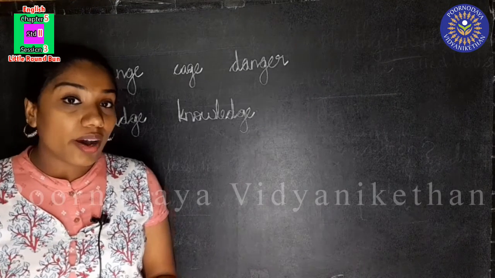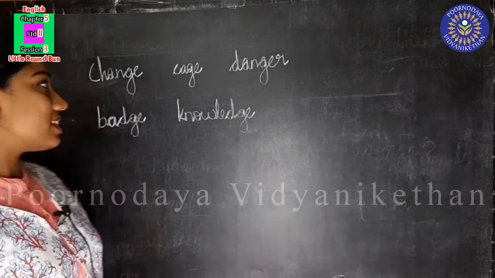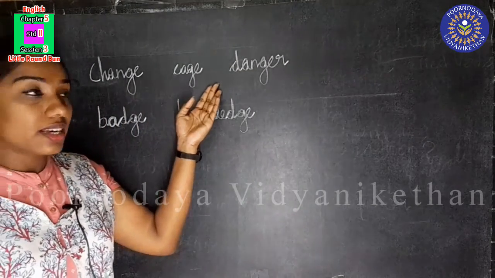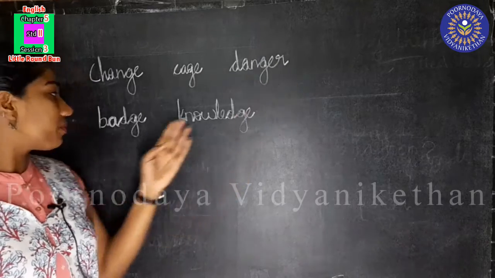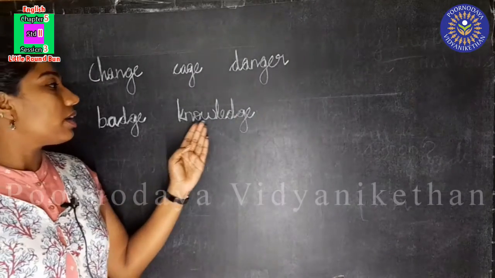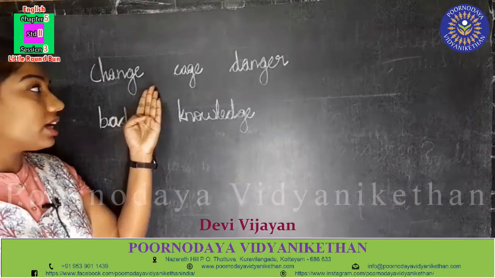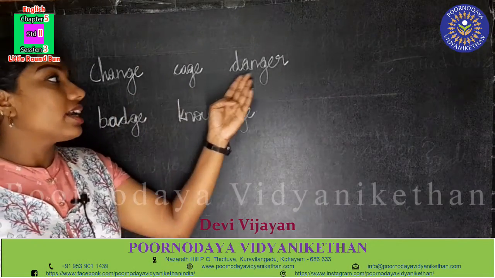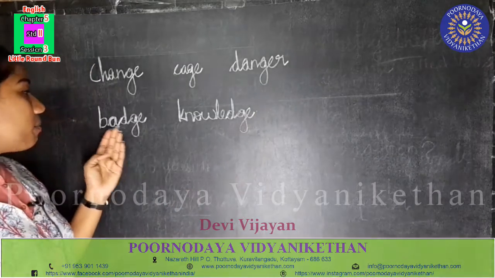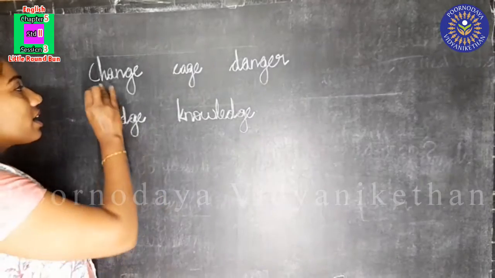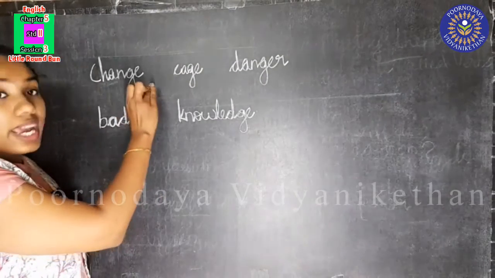Now we are going to read these words. See this, children. Change, cage, danger, badge, knowledge. Now repeat it. Change, cage, danger, badge, knowledge. So now see this word, change.